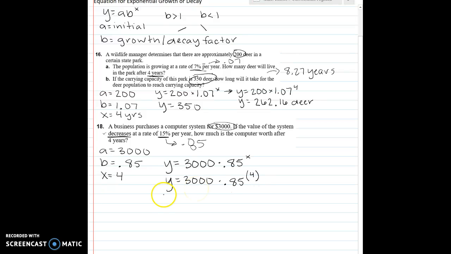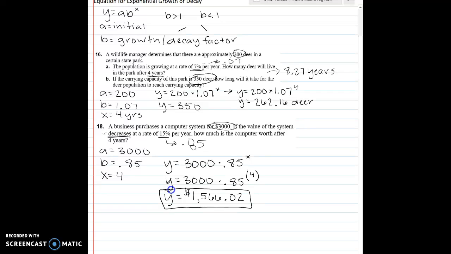We're going to get out our handy-dandy calculators and make sure we're at the same place. So hopefully you're doing this along with me. So I have 0.85 to the 4th power, which gives me 0.522, and I'm going to multiply that by 3,000. And that gives me a value of $1,566, and if we round it, 2 cents. So after 4 years, this computer system is going to be worth $1,566.02.